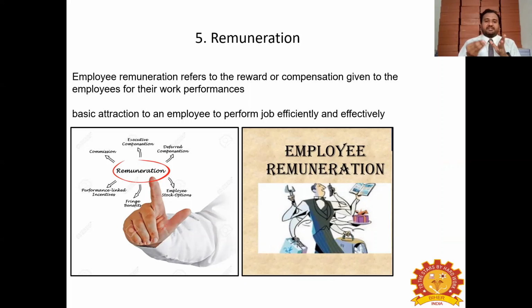So they may be given a compensation. They may be given a deferred compensation, deferred. Deferred compensation means, for some period of time, some part of the salary will be held by the organization every month, and finally they will be given a bulk amount. Okay.